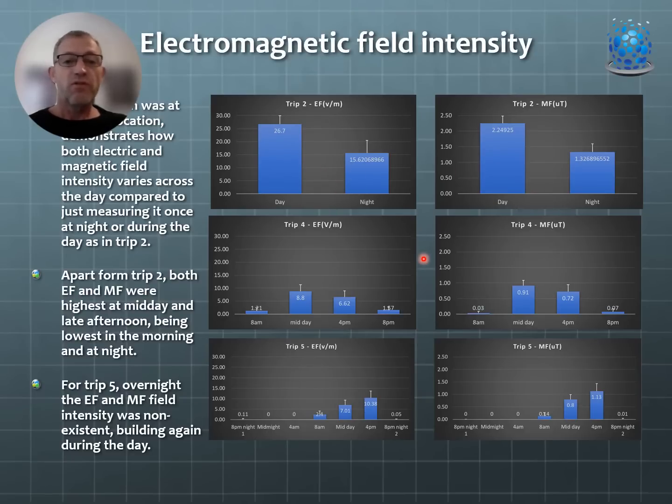Now when we got to trip 4 we did a more rigorous sampling regime where we looked at 8 AM, midday, 4 PM and 8 PM when we were sampling, and you can see it peaks here in midday and 4 PM and then drops off significantly at 8 PM, and then when we looked at it overnight the electric magnetic field intensity had dropped off to near zero, and then in the early hours of the morning during the day it builds up again, and then again at night it drops off.